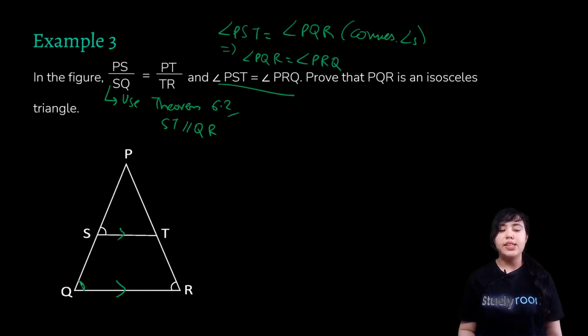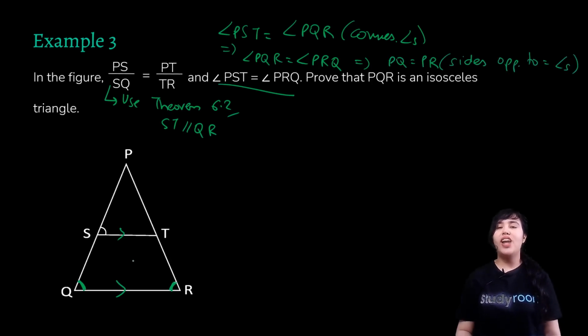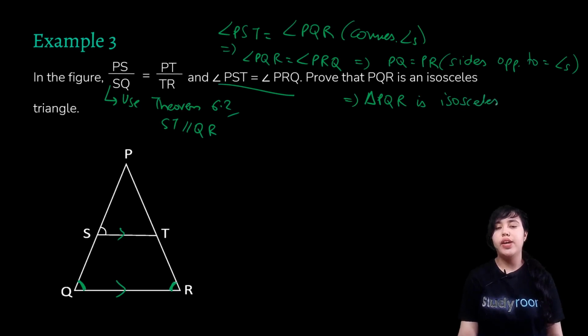That means these two angles are equal. So then we can say that sides PQ and PR are also equal because they are sides opposite to equal angles. Sides opposite to equal angles are also equal. So if PQ and PR are equal, that means two sides of my triangle are equal, and that means that my triangle PQR is isosceles. So hence proved.